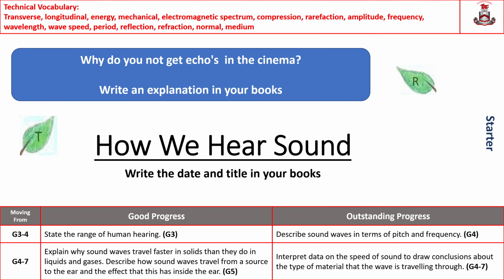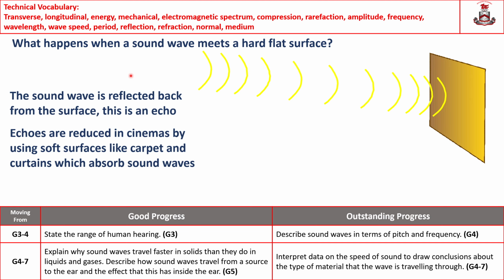Now, first of all, a question, and it's related to something that you learned in the last lesson. Why do you not get echoes in a cinema? But say if you were in a sports hall, you do. Now, let's have a look then.